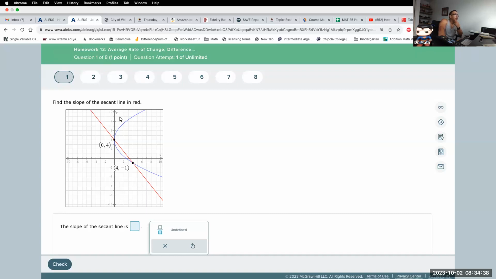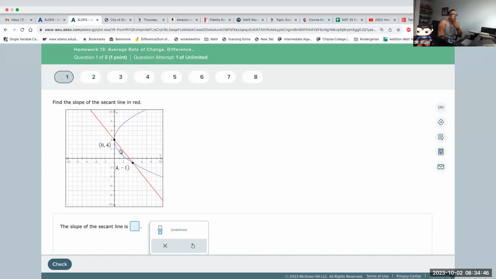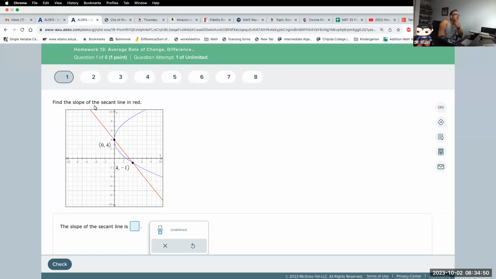We have this graph, and then we have 2 points here, with this red line going through 2 points on this curve. All right. So what they're asking us for is the secant line, which is in red. And what a secant line does, make sure you write this down, is it's a line that goes through 2 points, in this case, on your curve. And what we're trying to do is find the slope.